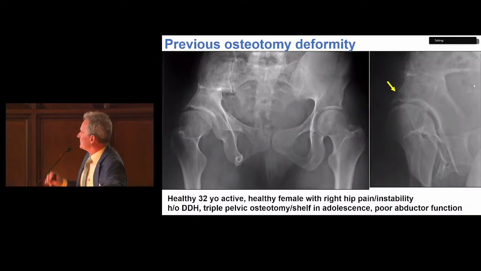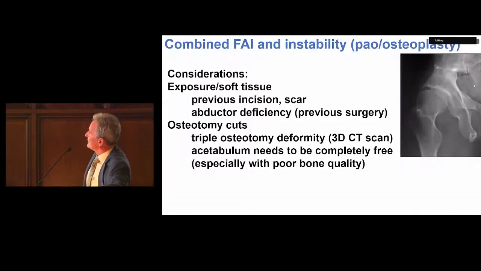One thing about her, she had very poor abductor function from her childhood hip surgery. So important to note that, and know how that is going to impact her outcome. I think we can give her pain relief, but in terms of function and limp, maybe not get a perfect hip out of this, and she needs to be aware of that. So similar issues: scar tissue, and the abductor issue for her is important. We have this triple osteotomy deformity. We're going to want to get a CT scan to better understand that.